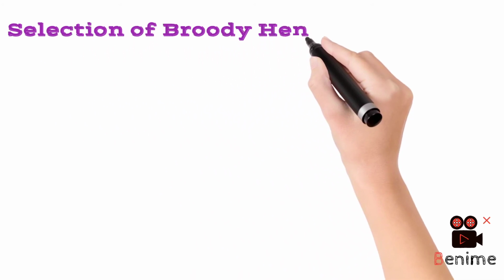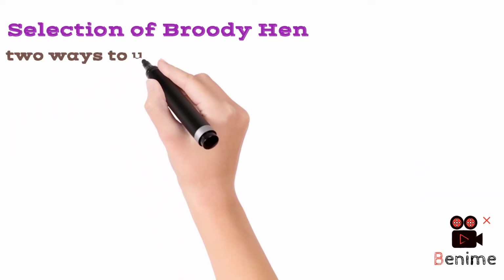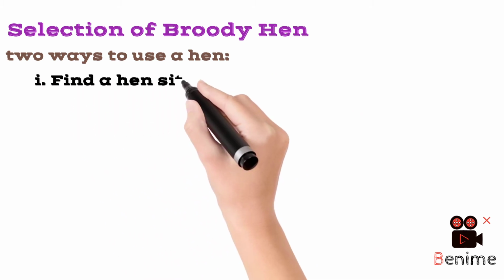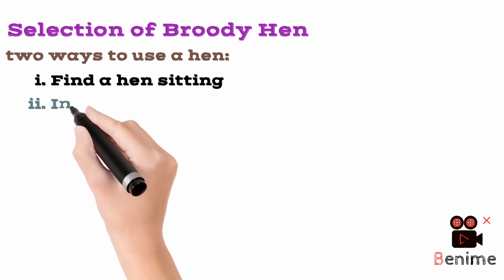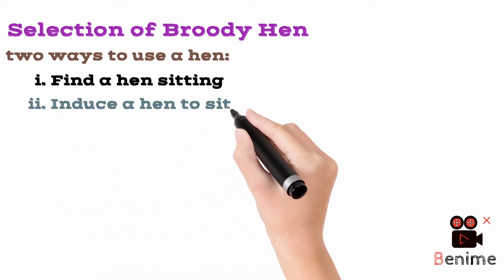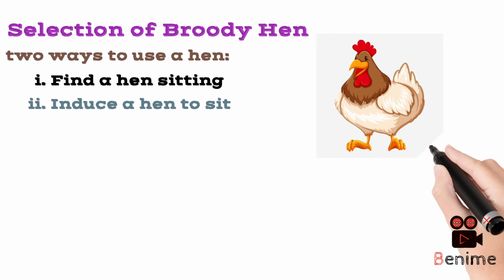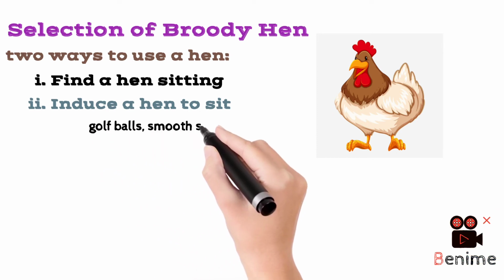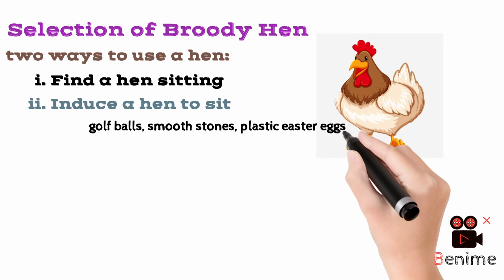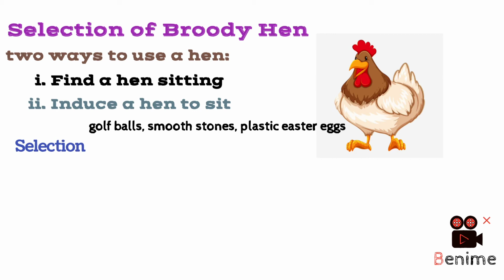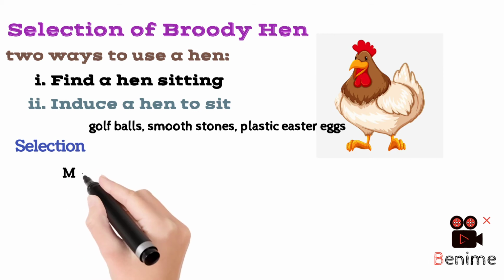Selection of a broody hen. What should the characteristics of a broody hen be, or how do you select a broody hen? There are two ways to use a hen. Number one, find a hen sitting on a nest, or induce a hen to sit on the eggs or in a nest. How will you induce a hen to sit on eggs? You may use dummy eggs like golf balls, smooth stones, plastic Easter eggs, etc.